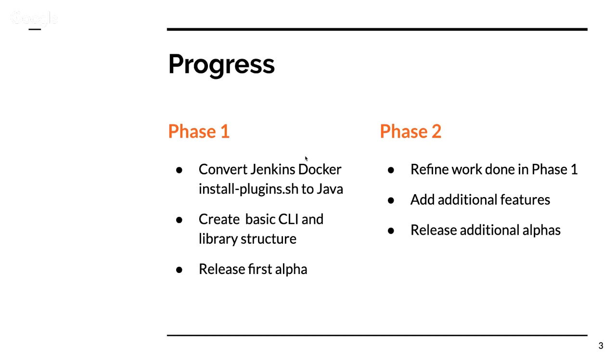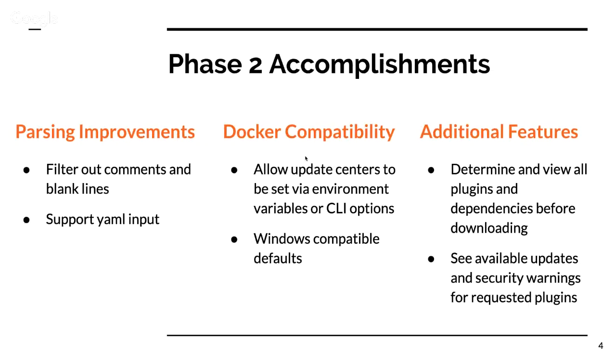And then phase two is trying to work on refining the work that was done in phase one, adding additional features, trying to release additional alphas to get feedback from the community and get people to start using and testing it. So I would say most of the work I did in phase two can fit into a couple different buckets. So there was improving parsing, so just making that a little bit more robust. So instead of having the most basic input, trying to filter out comments and blank lines, adding YAML support for plugin input as well.